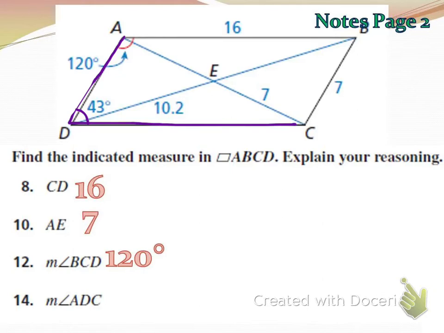What do you know about the angles right next to each other? They're called consecutive. They're supplementary. What's the measure of angle A? 120. So that means this angle is 60, because 180 minus 120 is 60.